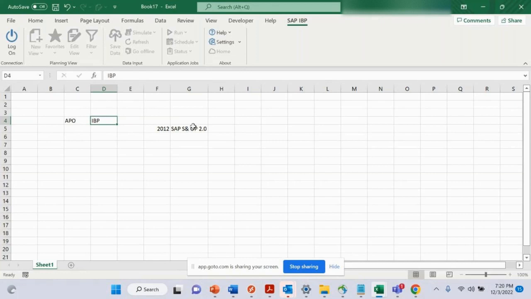It also has many advantages, like the new Excel and HTML user experience. It has a comprehensive data model. After 2012, they released the 2013 version, which they called SNOP version 3.